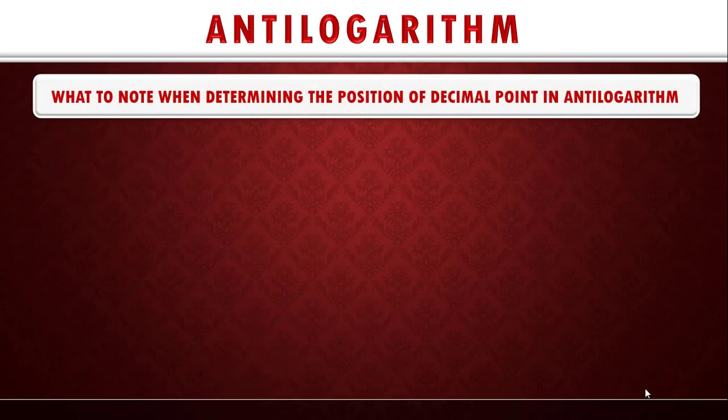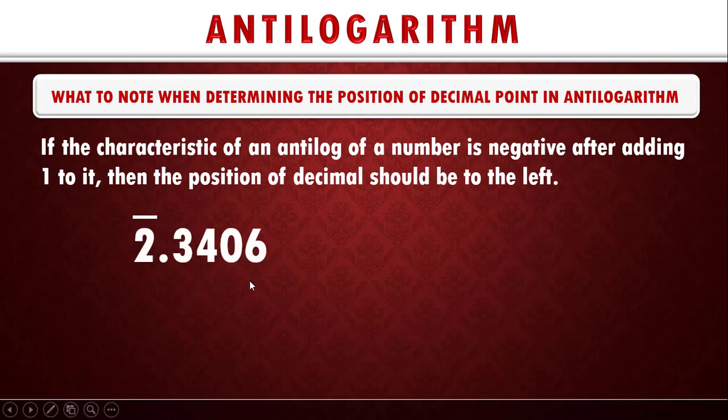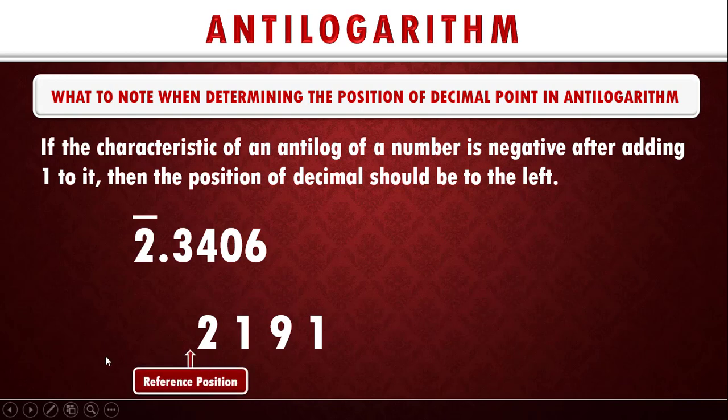One more thing to note when determining the position of decimal point in antilogarithm. If the characteristic of an antilog of a number is negative after adding 1 to it, then the position of decimal should be to the left. For an instance, we are given this log bar 2.3406. So when we determine the antilog of this number, we have 2191, and the next thing to do is to locate the reference position. So our reference position will be before this 2, and then through the reference position, that will help us to locate where our decimal point will be.